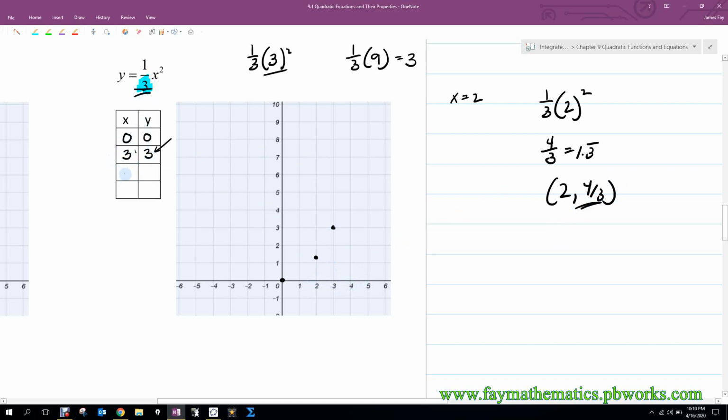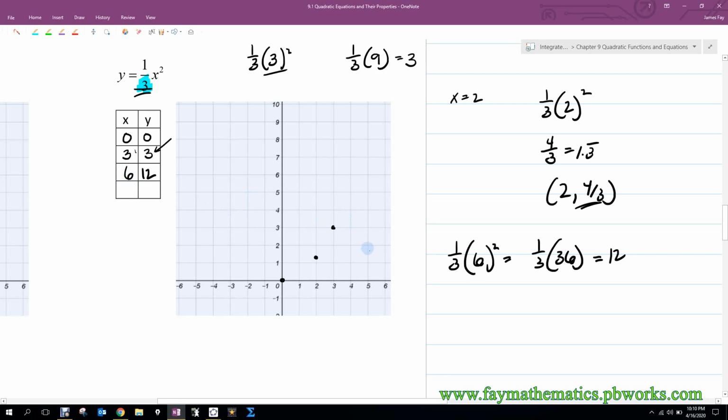So now the next multiple of 3 would be 6. So I'll try 6. I'll go 1/3 times 6 squared. So 6 squared is 36. A third of 36 is what, 12? So (6, 12) will be another point.